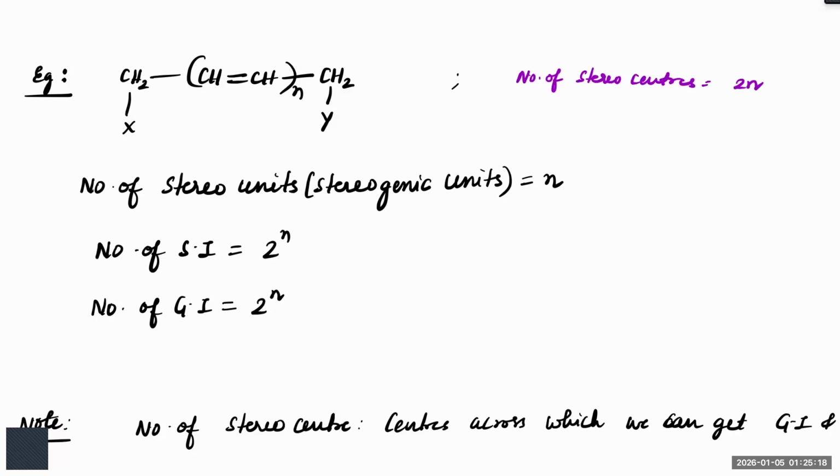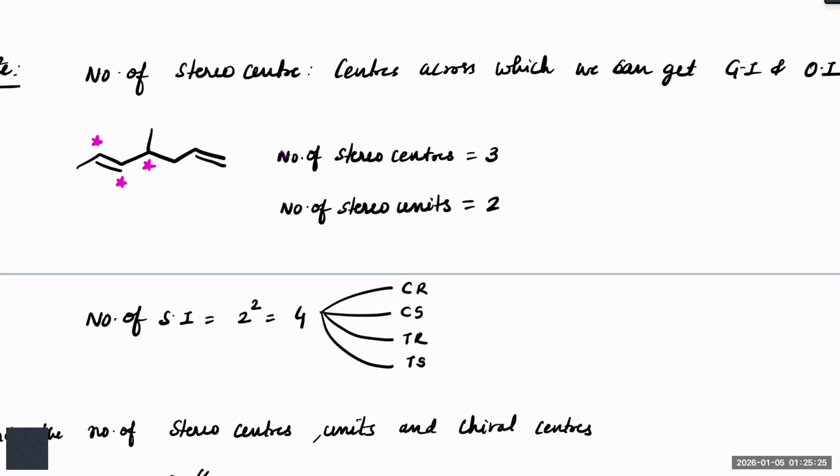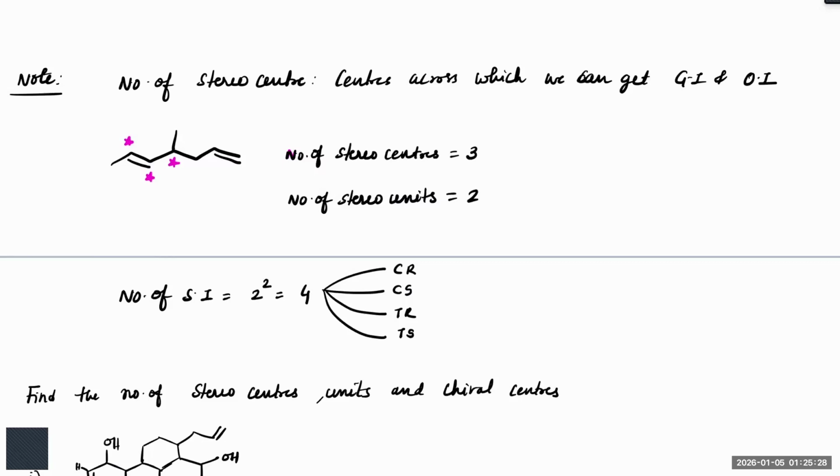Because with respect to every carbon we can change certain groups and make it as cis and trans isomers. Same logic here also. If you have to find out the number of stereo centers, check out centers across which we can get geometrical isomers and optical isomers. See here, this double bond does not show any geometrical isomers, but this will show. But this is also a center across which I can get stereoisomers. These two centers also are the cases.